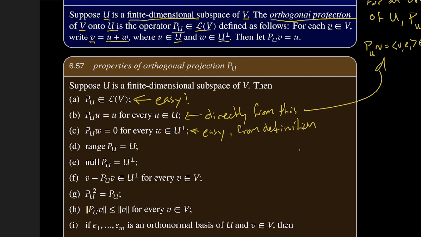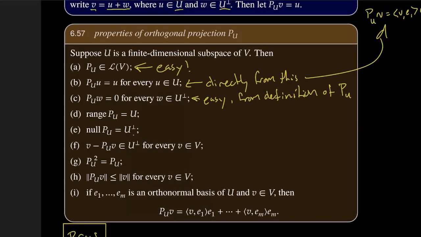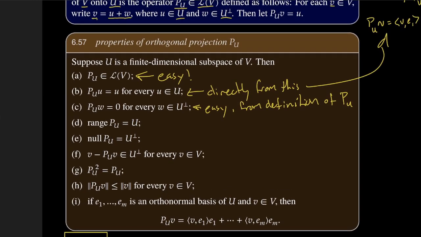This is just straight from the definition of P_U. The range of P_U is equal to U. I also claim that that's pretty straightforward. After all, if you take v as u plus w for u in U and w in U perp, and you send v to u, then you certainly will be able to hit all of the u's in U. That is, if we use part B, it says that P_U of u is equal to u, so certainly you hit every single u in U.